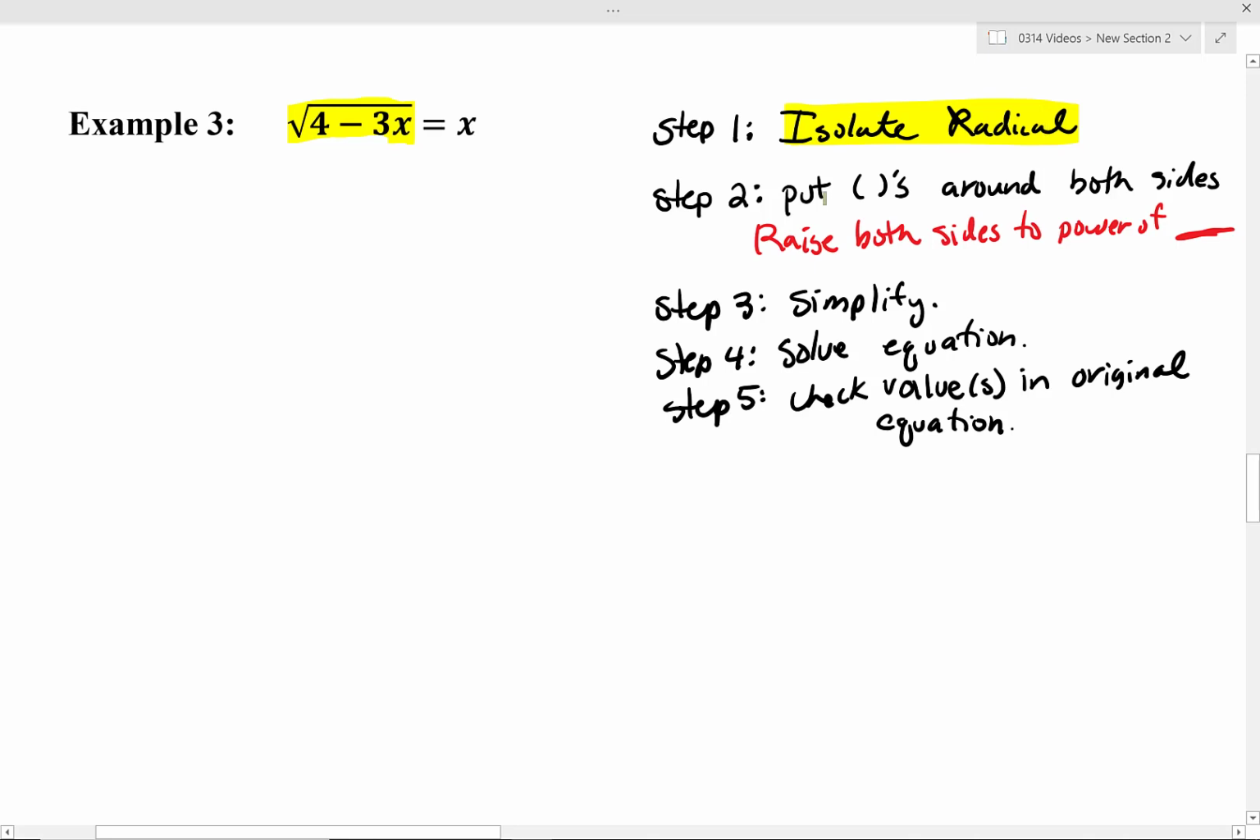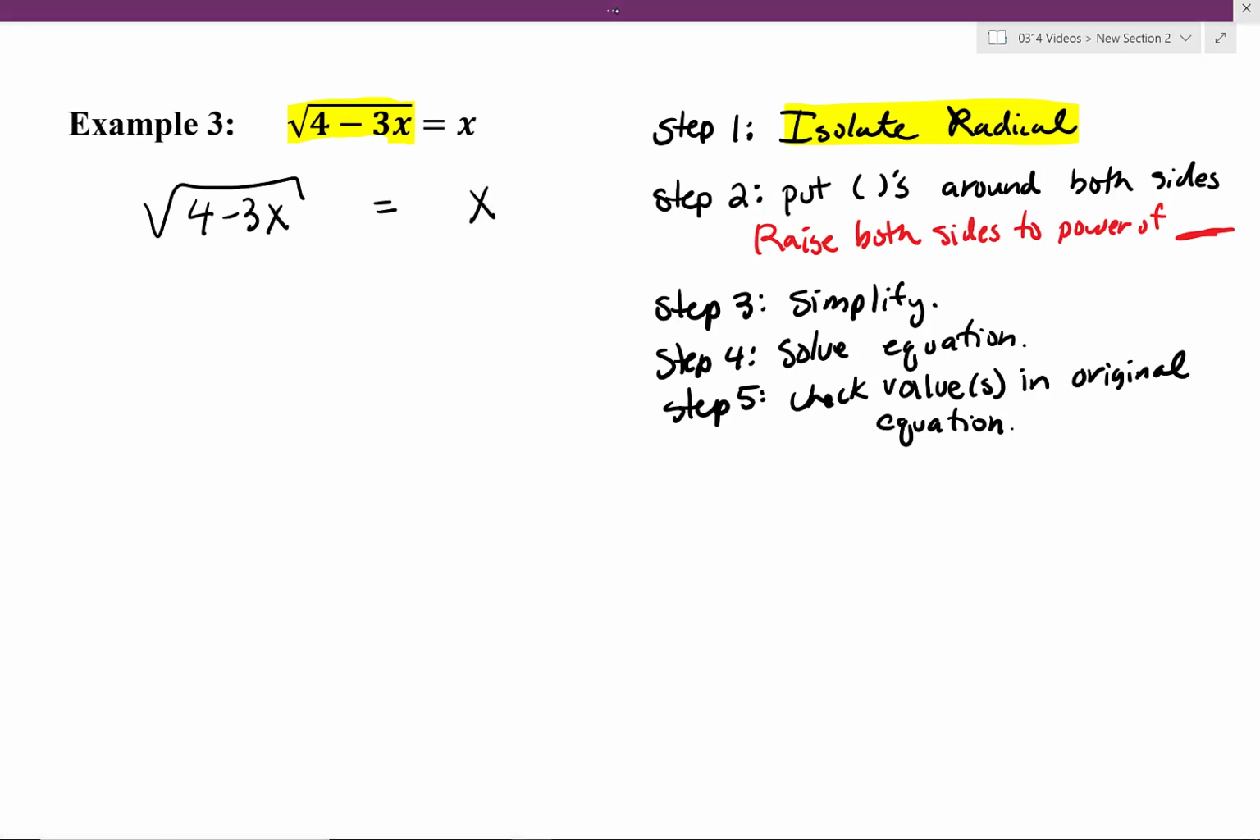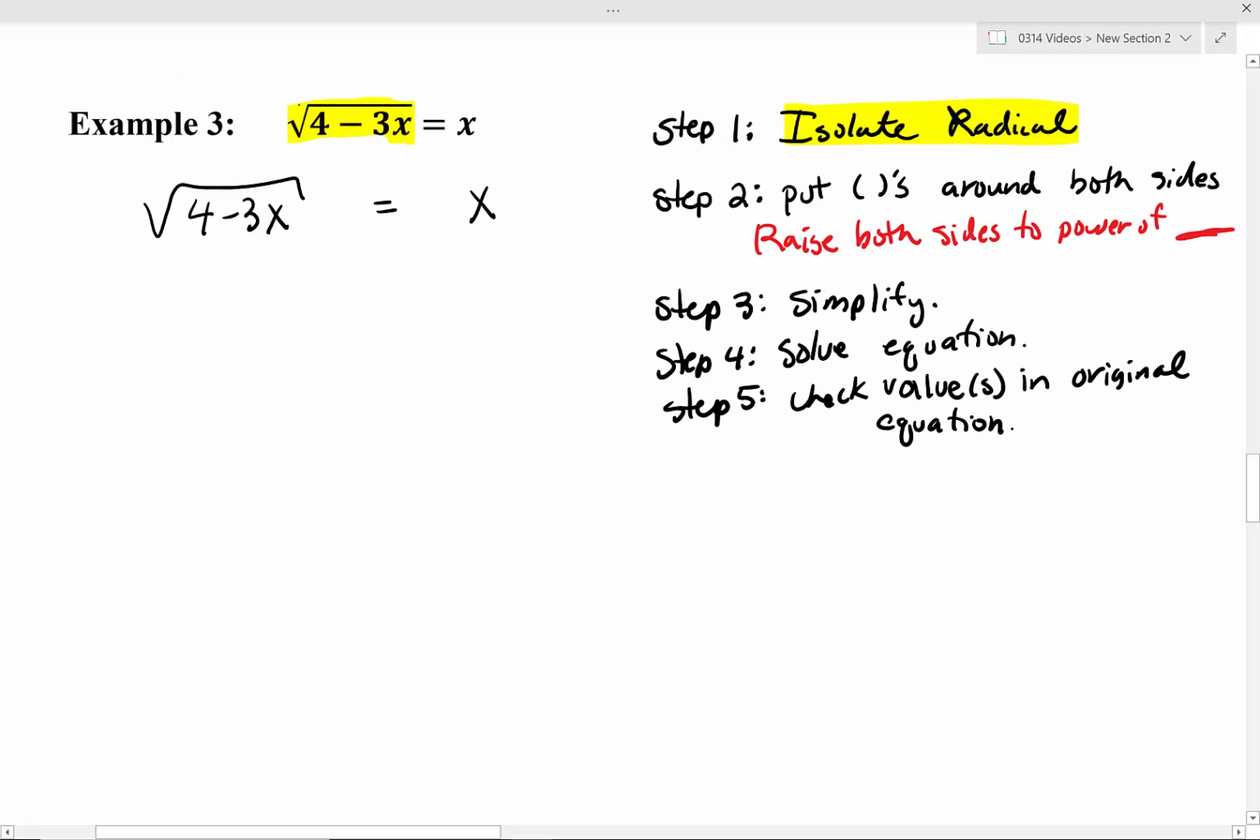Our next step is to put parentheses around both sides. So I'm going to go ahead and rewrite our equation. Okay, and then we're going to raise both sides to the power of. Well, we need to find out what the index of this radical is. So the index is a little number above that v-shaped portion. If we don't see a number, then we know the index is an implied 2. So we're going to raise both sides to the power of 2. So we'll put our parentheses completely around both sides, and then put a 2 as the power on those parentheses on both sides.